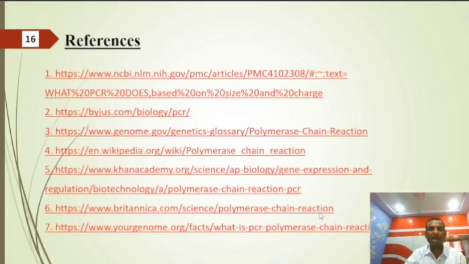Next, these are the references for further study of PCR technique.